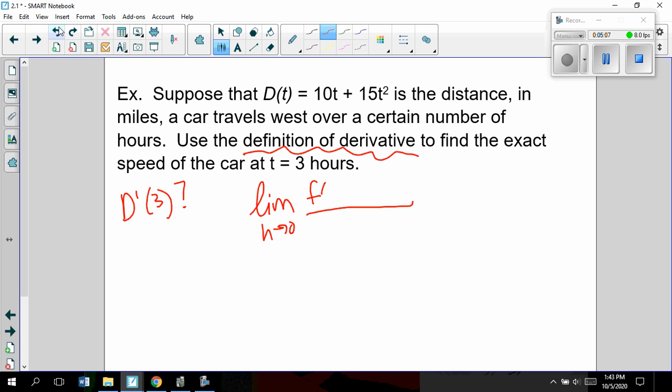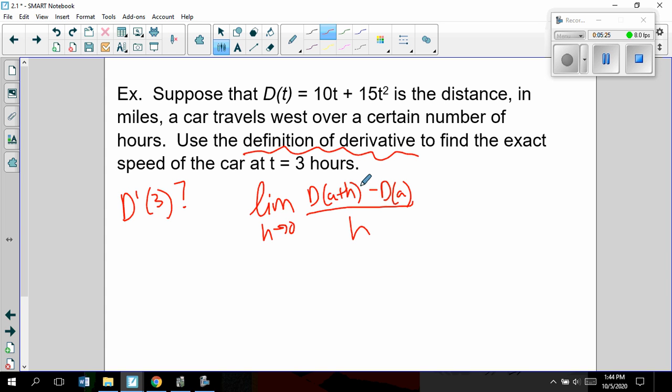I'm going to start with the d. I know my function name. I know we use f when we start introducing it, but I know it's d now, so I'm going to say d of a plus h minus d of a all over h.